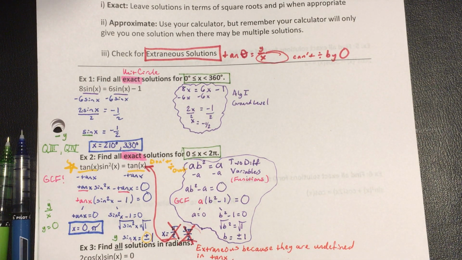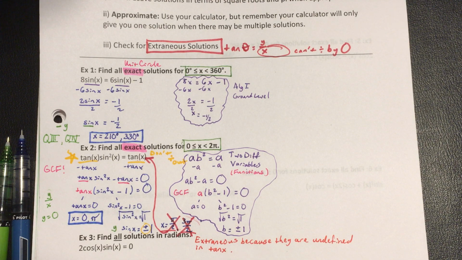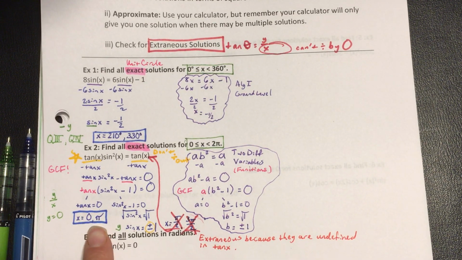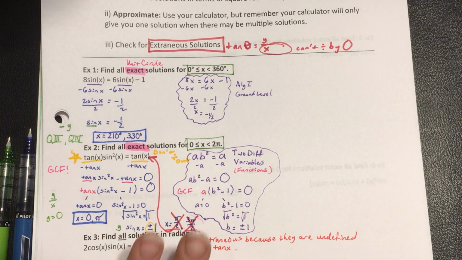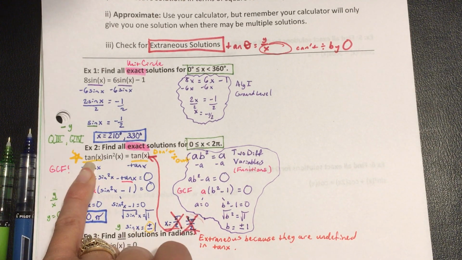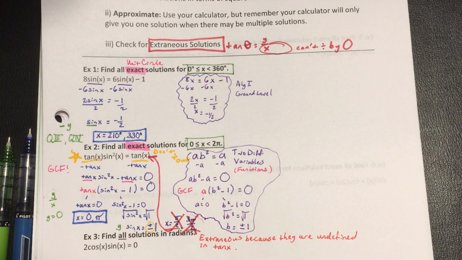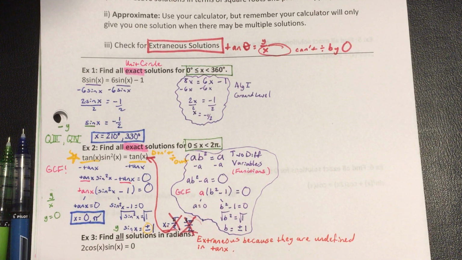So that means my only two solutions for this problem are 0 and pi. So you only need to check for extraneous solutions if you have a tangent anywhere in the equation. Otherwise, you are good to go with the solutions that you find. So folks, we're going to go ahead and stop this video here, and we'll resume the next one with example 3.